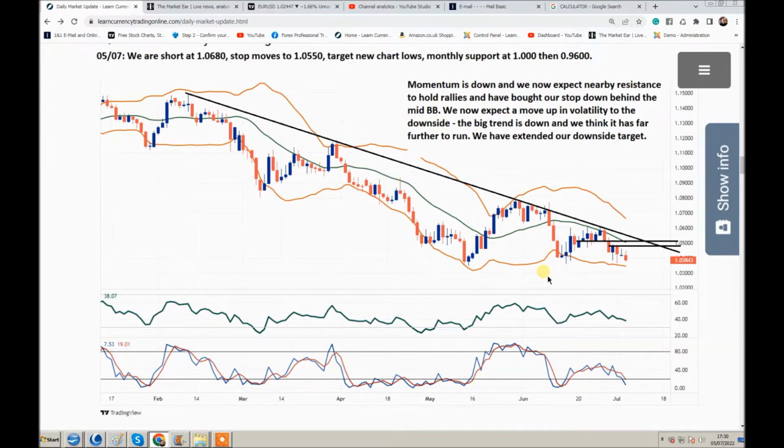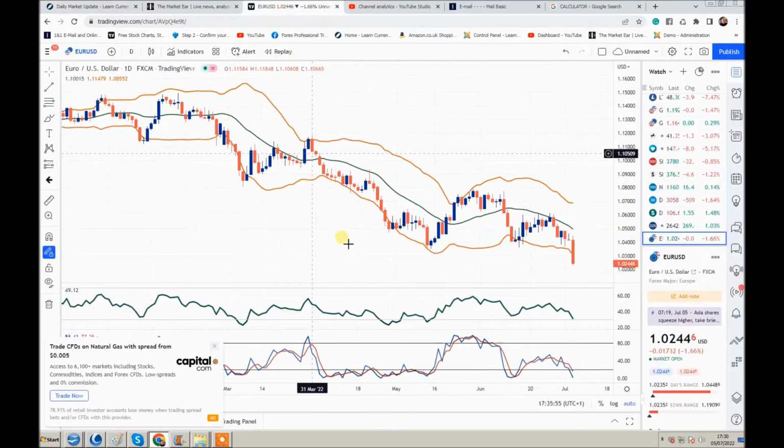Now, in terms of Euro USD, that's a nice red in our favour. We're now up 450 pips. So that's a decent profit, but we're focused on the longer term. We think there could be 800 plus pips more to come.